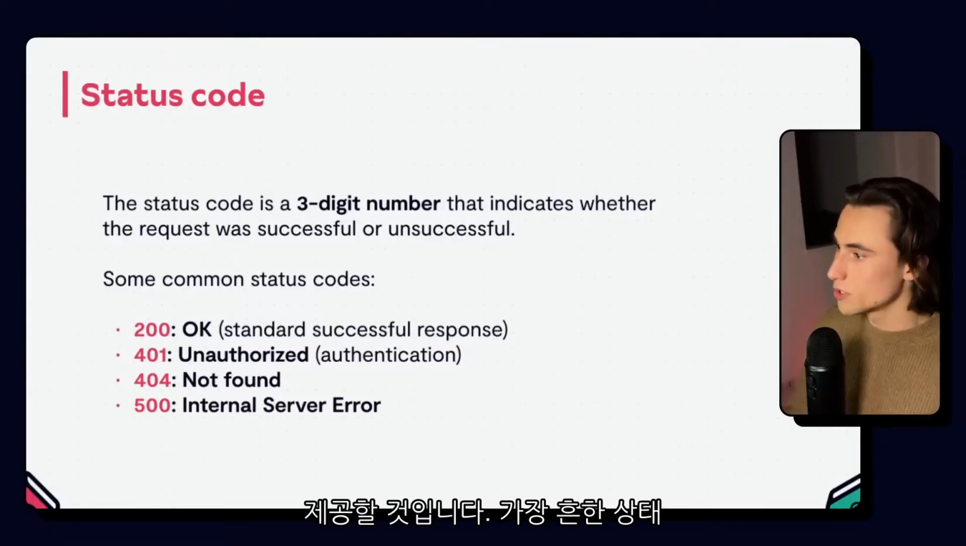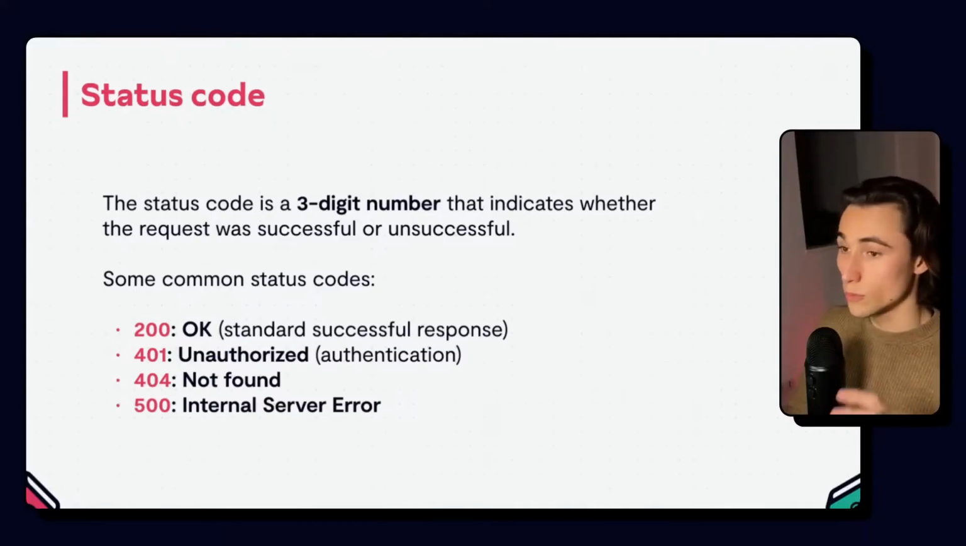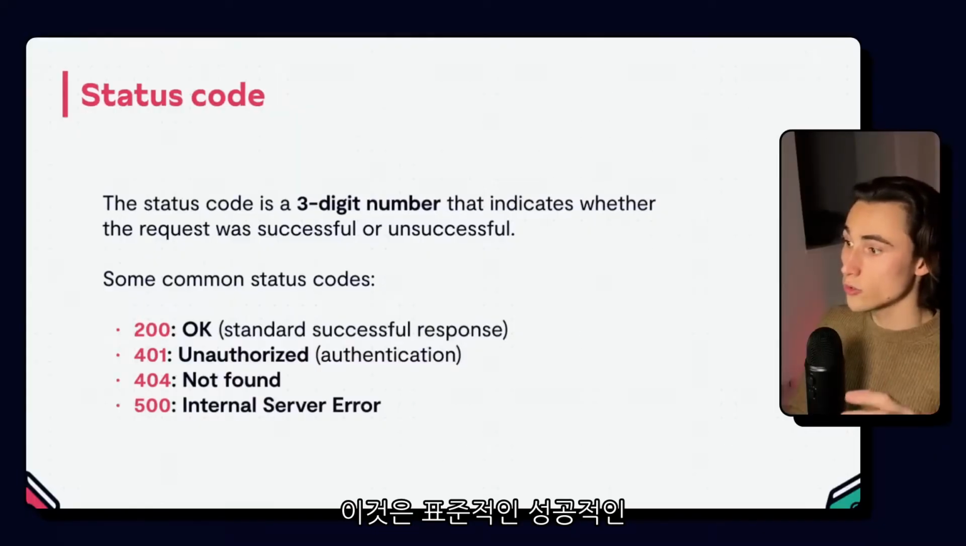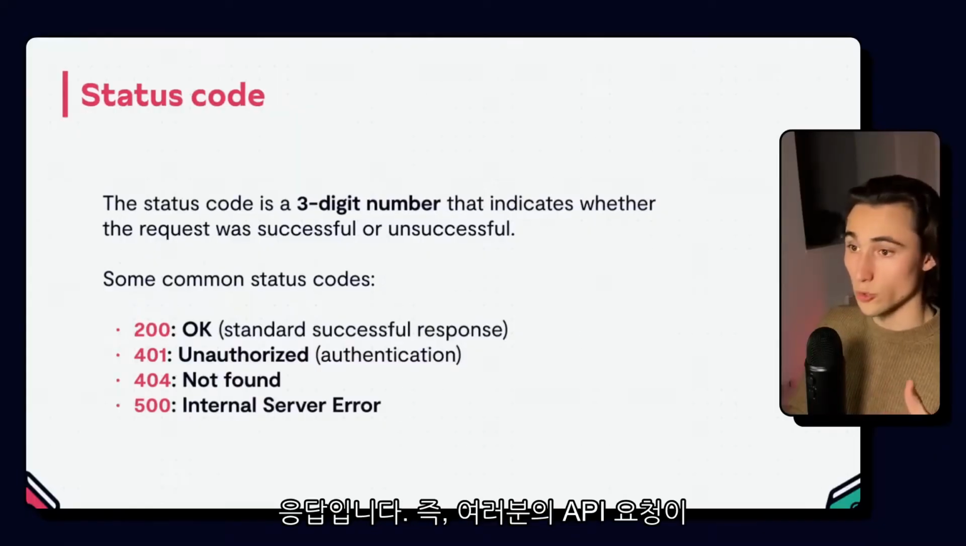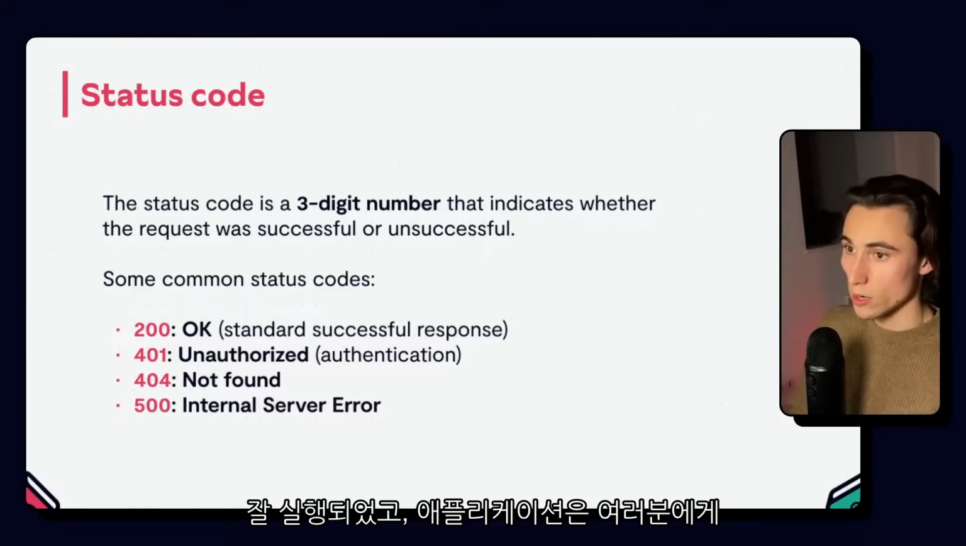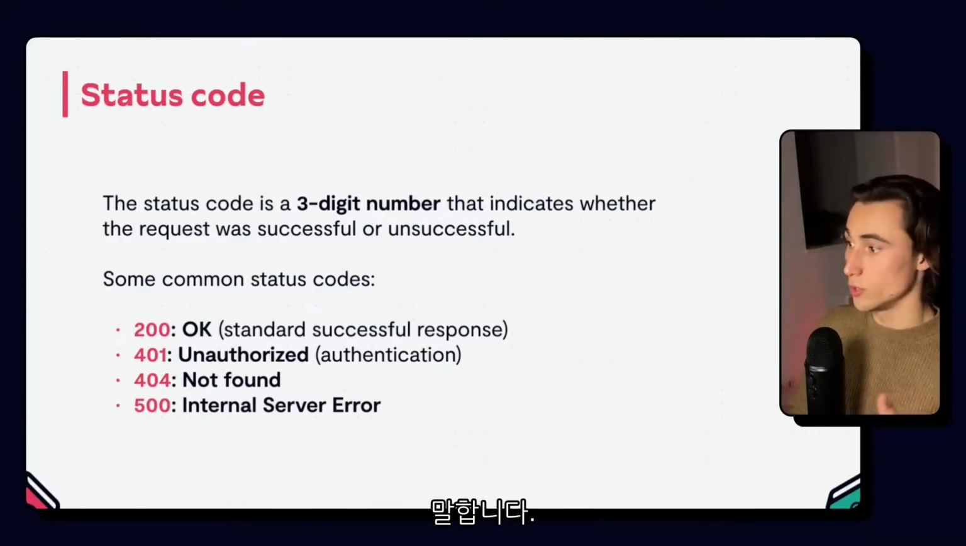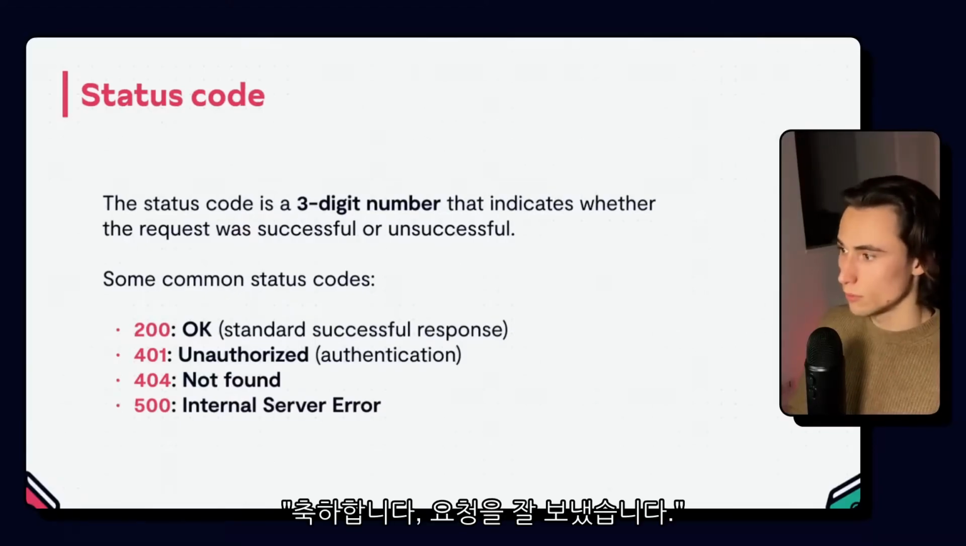The most common status codes are going to be 200, which means OK. This is the standard successful response. It means your API request was executed well, and the application is telling you, congrats, you did a good request.